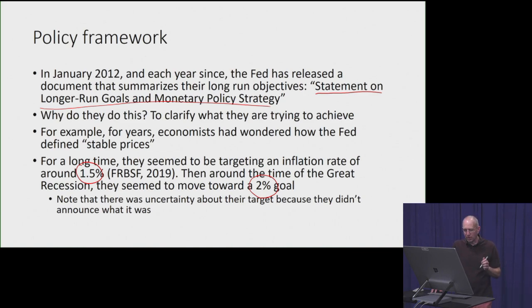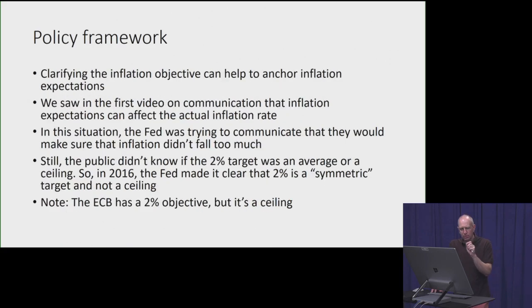But what's crucial to point out here is there was uncertainty about this because the Fed didn't actually announce what this policy objective was. So the purpose in clarifying this is it can help anchor inflation expectations. So in other words, if the central bank communicates to us, if the Fed tells us this is the inflation rate we're trying to hit, 2%, that helps people and firms and the public at large form expectations, and that will help achieve the actual 2% inflation objective.